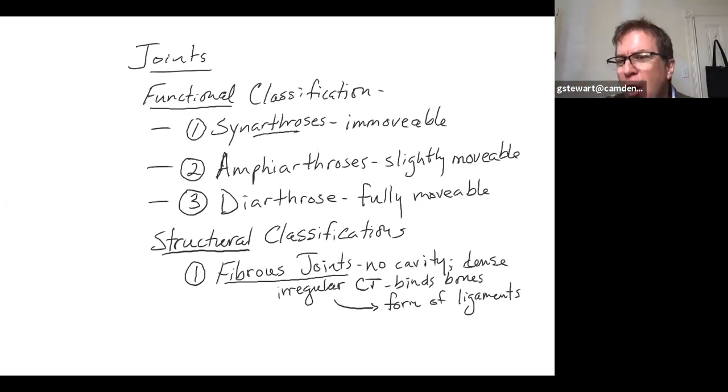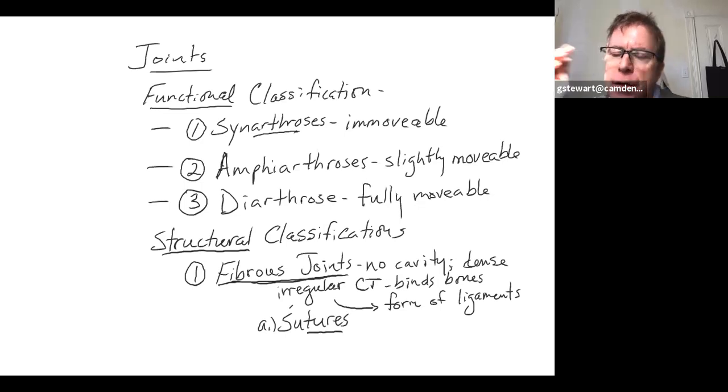Now, there are sub-specific joint types within fibrous joints. This is where the challenge comes in. So I'm going to use lowercase letters to classify within the fibrous joint classification, and I'll go in the order of your book, first, sutures.